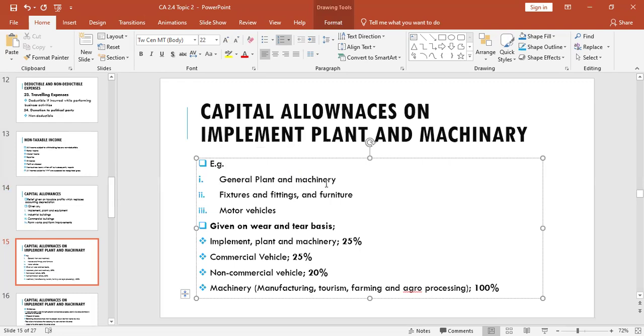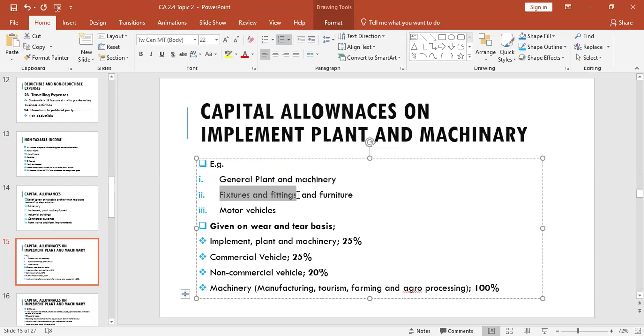a very small plant. Then we've got machinery as well. So in that plant, we've got machinery, right? Not really a factory, but just a small plant where we do one or two manufacturing. Then we've got machineries as well. That's also recognized as implement, plant and machinery.